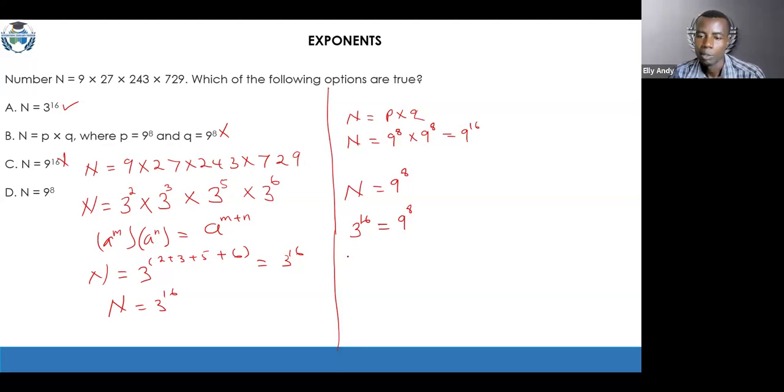So for me, I'll go with 3 power 16. Then I need to make 9 power 8 have a base of 3. So 9, if you are looking at it in terms of base 3, will be 3 squared. Then we still have our 8 here. And remember, we can multiply this so that we have 3 power 16. So again, D is another answer. So our answers for these questions are A and D.